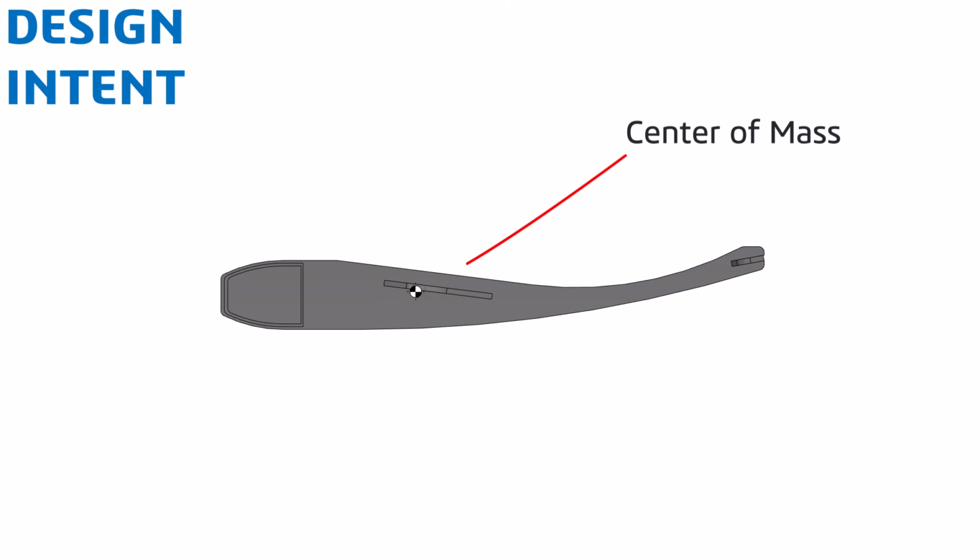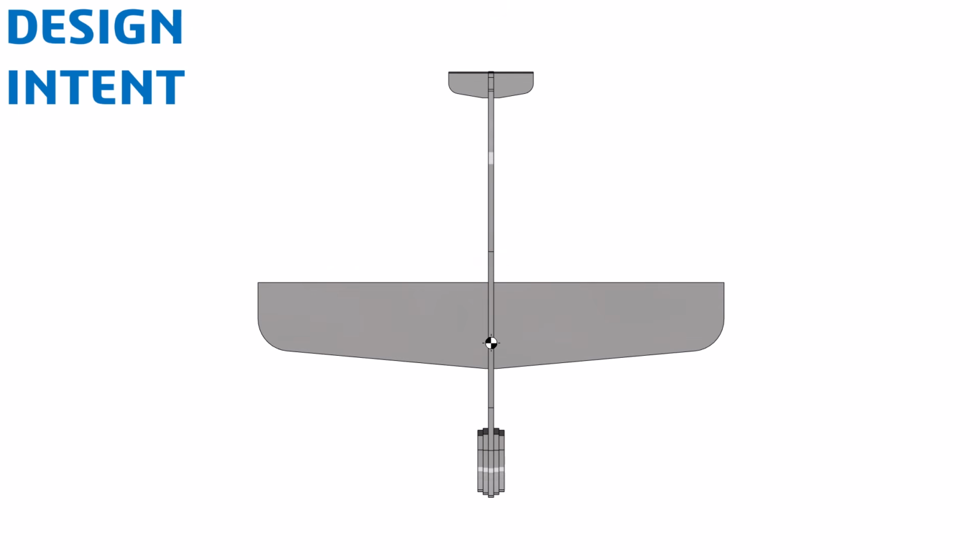The center of mass of the glider is important to keep in a specific location, about 1/4 of the way down the chord or length of the wing. This will improve the stability of the glider as it flies.